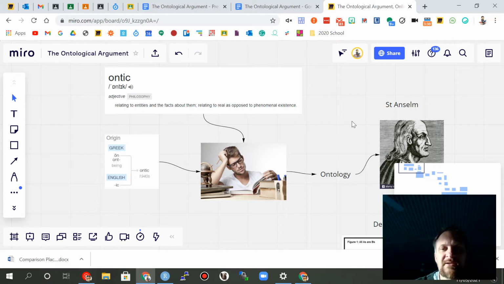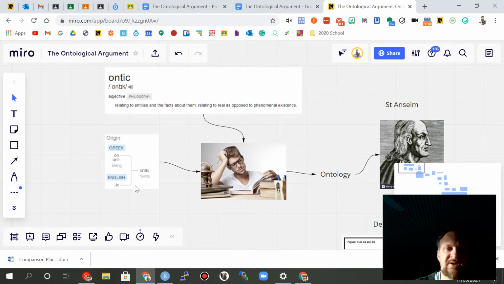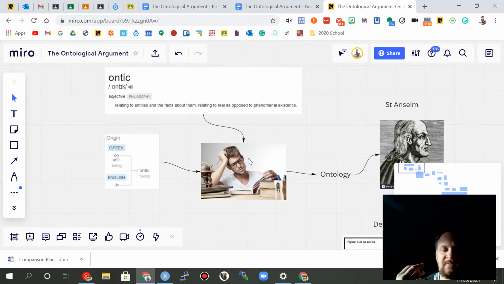Now, what does that mean? It means that rather than our impression of what a whiteboard looks like, or rather than our impression of what a book looks like, the ontological nature of things is what the book actually is that's triggering our vision, our impression. So take a note.